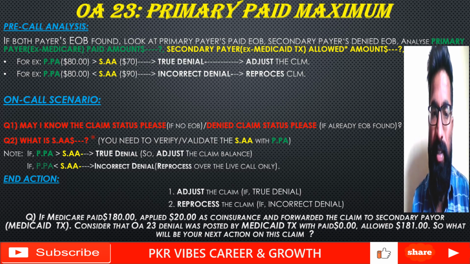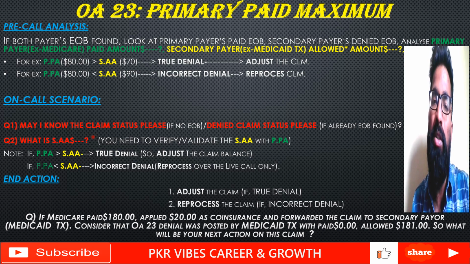In the second case, I have given primary paid $80 and secondary allowed $90. Traditional Medicare primary paid $80 and state Medicaid Texas allowed $90. So the primary paid is less than the secondary allowed amount. But we got the denial as PPMAX, primary paid more than secondary allowed amount. So it is an incorrect denial, because the secondary allowed is more than the primary paid.